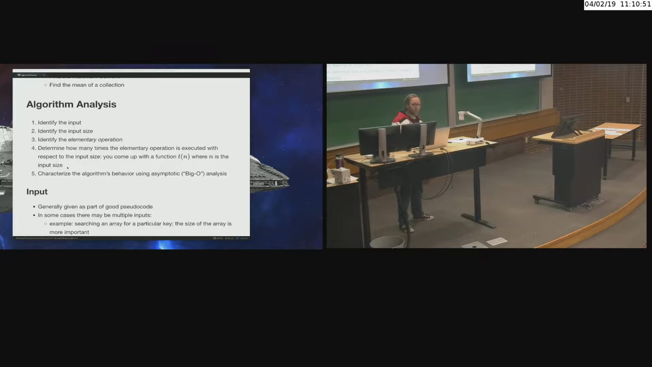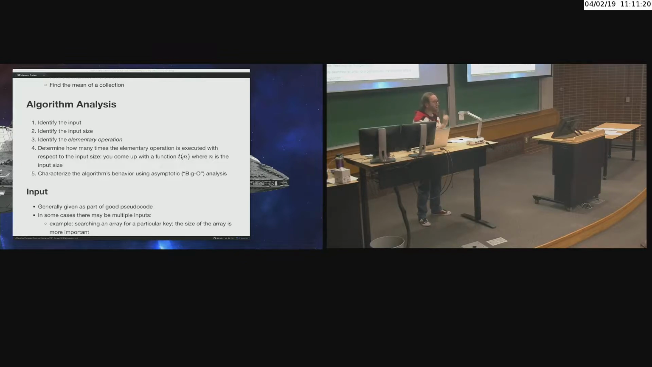And finally, number 4 is we determine how many times the elementary operation is executed with respect to the input size. In other words, you come up with a function. It doesn't have to be t sub n. I chose t sub n because t is for time. In general, it can just be f of n. If you've identified this elementary operation and it costs you 1 unit of time, maybe that's a microsecond, maybe that's a minute, maybe that's a year, maybe it's just $1, if you want to think of it that way.